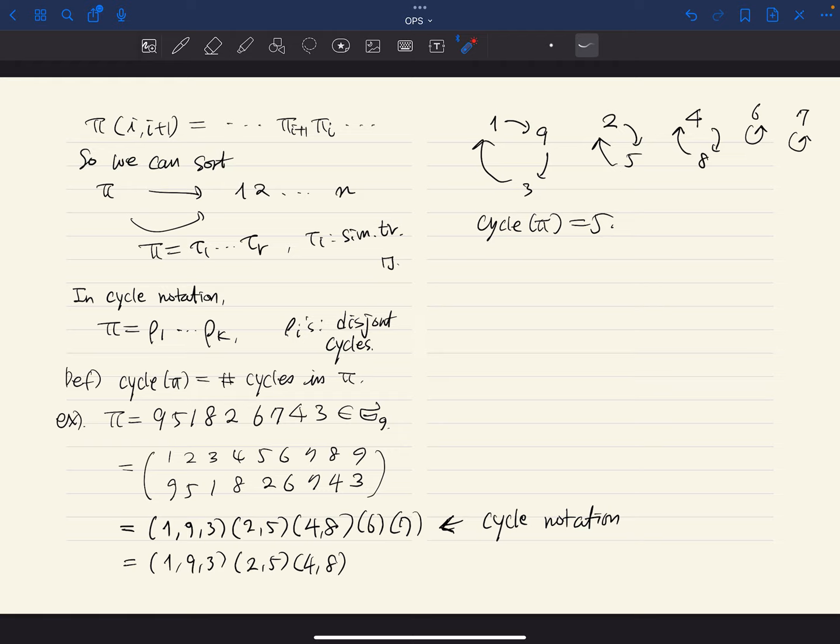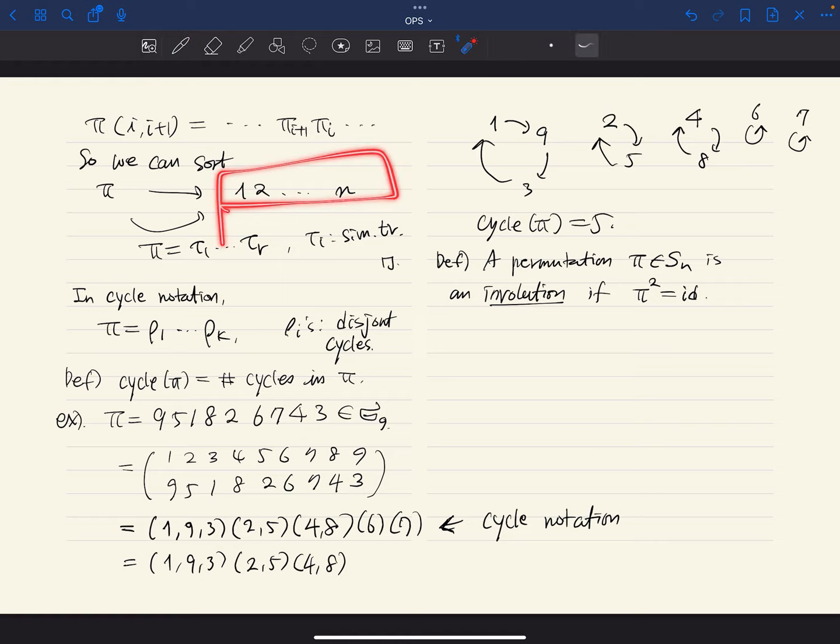Yeah, there is a special kind of permutation called an involution. A permutation pi is an involution if pi squared equals the identity. Identity means this identity map.